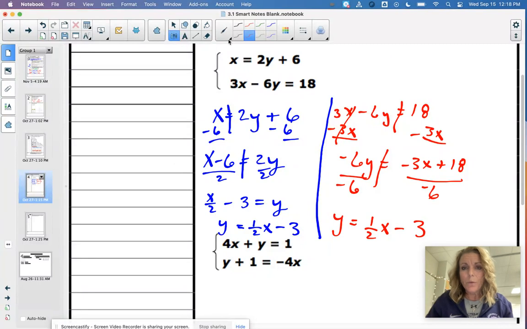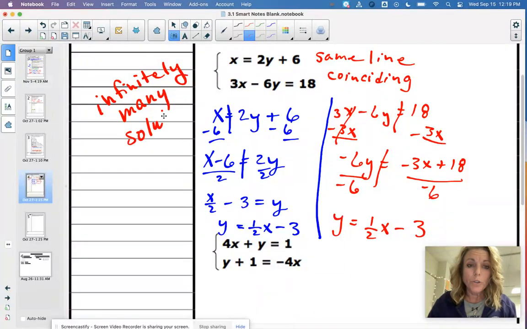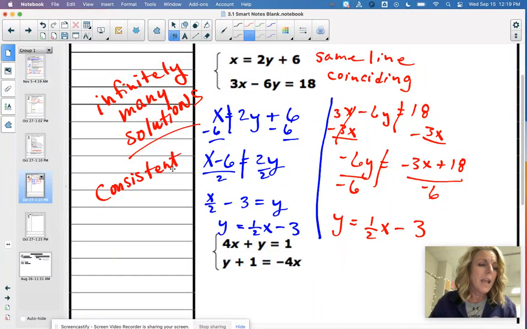Because of that, we can write up here, they are the same line. They are considered coinciding lines. And so therefore, we are going to have infinitely many solutions because they're the same line. The other name that we can say, as we talked about on the last screen, is we could call it consistent. And we'll talk more about that and the correct way that I want you to talk about these in class. But when it's the same line, I like coinciding.